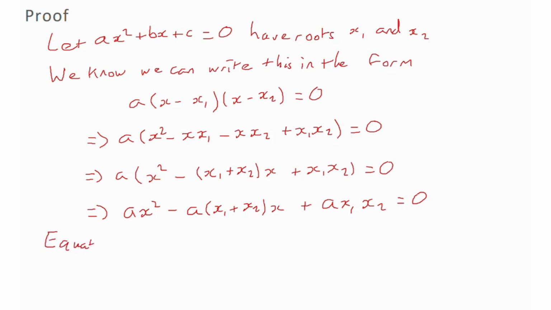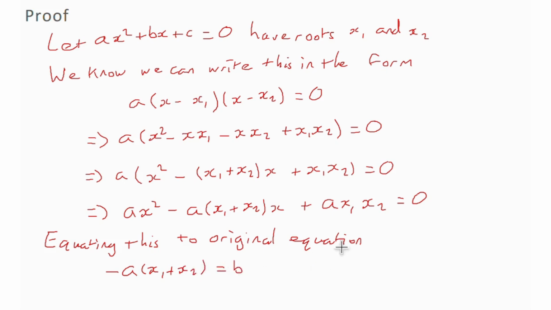We can equate this to the original equation, that is ax squared plus bx plus c. That means that a must be equal to a, minus a(x1 plus x2) must be equal to b, and a x1 x2 must be equal to c. So put together, we have minus a(x1 plus x2) has to be equal to b, and we also have that a x1 x2 has to be equal to c.